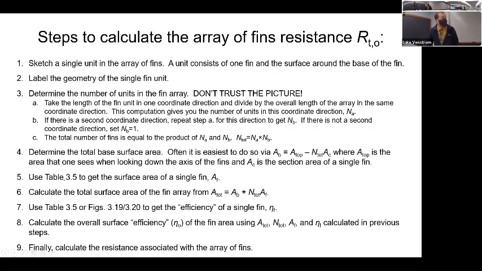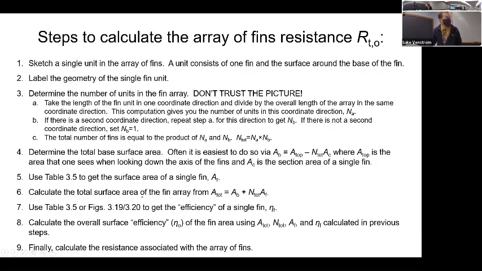Then you're going to go to table 3.5 and you're going to get the single fin area. It's listed right in the table. Don't try to memorize anything. Don't try to figure it out on your own. Just go get the equation from the table, okay? Minimize thinking. You've got enough thinking with the 9 steps, yeah? You just go look up the equation for the single fin area and you calculate it.